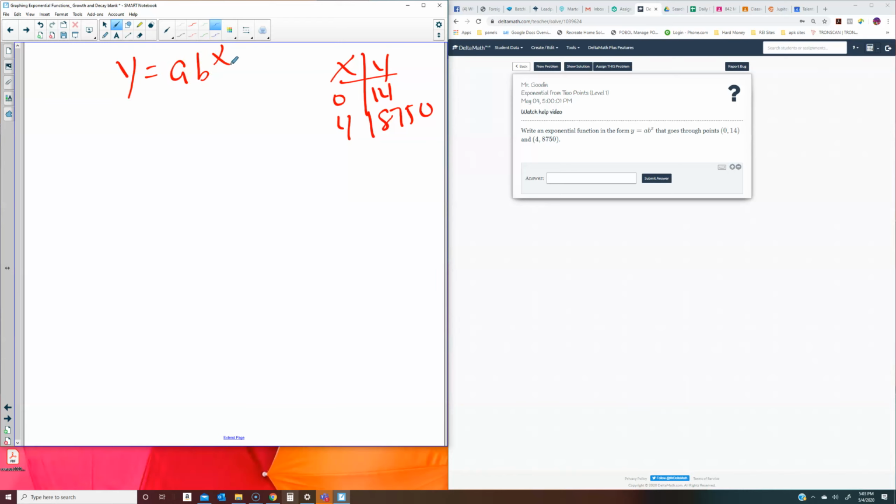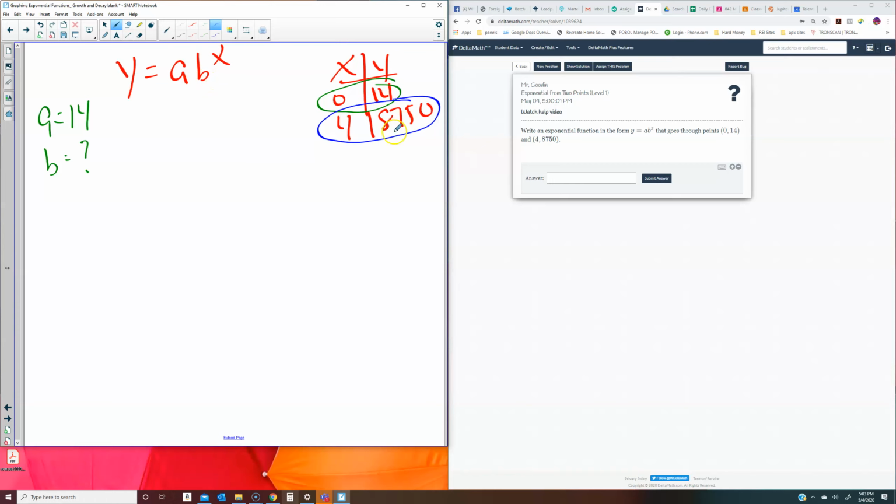Now, if you look carefully, we are already given our initial value here with that 14. So we know a is going to be equal to 14. Now, to write this equation, we got to find out what b is. So in order to do that, the best way is to take the other point right here, this point I'm going to put in blue. We're going to substitute it in to find out what our b is.